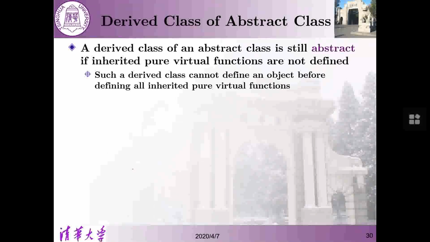Then there are some grammar rules related to abstract classes. A derived class of an abstract class is still abstract if the inherited pure virtual functions are not defined. So in the derived class, if we do not define this virtual function, then the derived class is still pure. It is still abstract. That means it still cannot define objects.